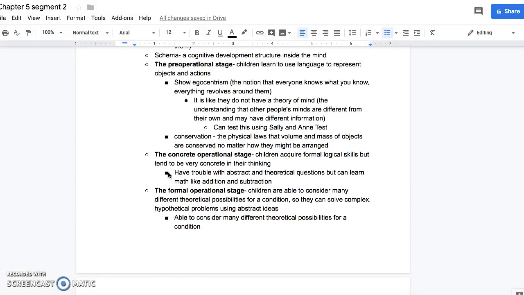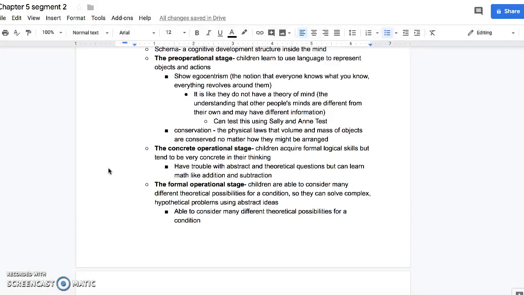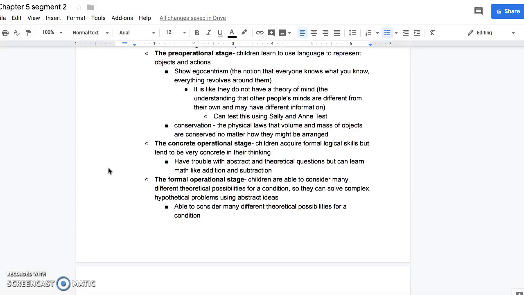arranged. Now moving on to the third stage of Piaget's cognitive development, the concrete operational stage, which is from about ages 7 to 11. And this is where children acquire formal logical skills but tend to be very concrete in their thinking. They also have trouble with abstract and theoretical questions, but they can learn how to do math like addition and subtraction.